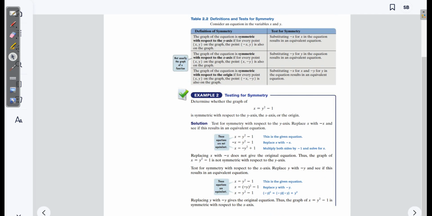Now, that's, again, pretty darn confusing, but let's actually do an example, and maybe it'll clear it up a little bit. What we're going to have to do here is substitute in a negative x, a negative y, and then a negative x and a negative y, because we want to test for all the different symmetries.